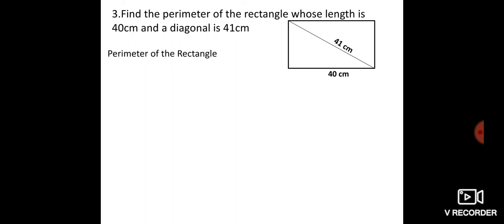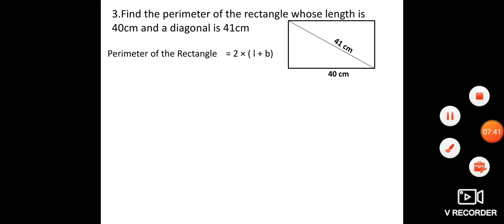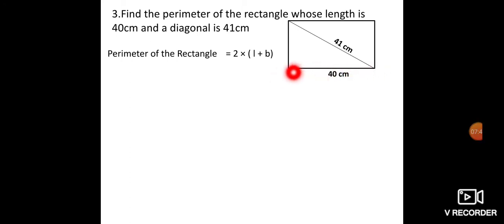We know perimeter of the rectangle equal to 2 into (L plus B). L is length, B is breadth. Here length is given, but B is not given. But we know this is a right angled triangle. L equal to 40, B equal to question mark because we don't know. By using our Pythagoras property, first we find this length B, breadth.